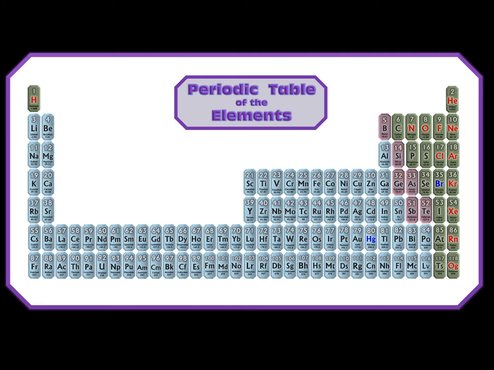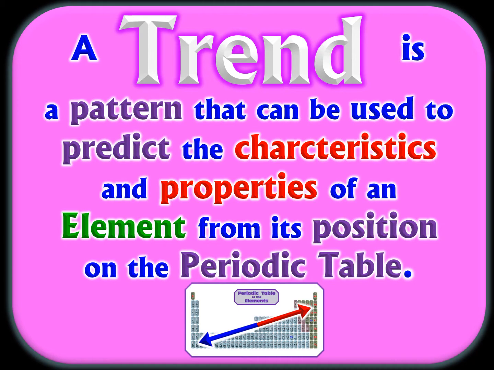So in our last notes, we just got started looking at the periodic table. Today, you're going to find something you can use it for, something that you can use the periodic table to predict about a particular element that is on the periodic table. And the way that we can use a periodic table to tell us something is using a trend. A trend is a pattern that can be used to predict the characteristics and properties of an element from its position on the periodic table.